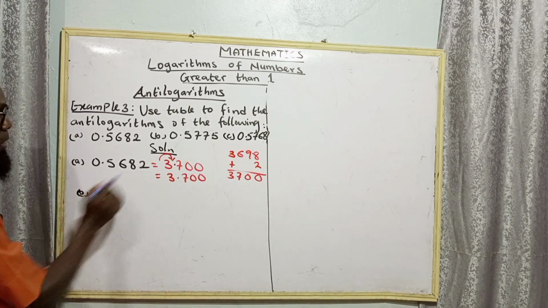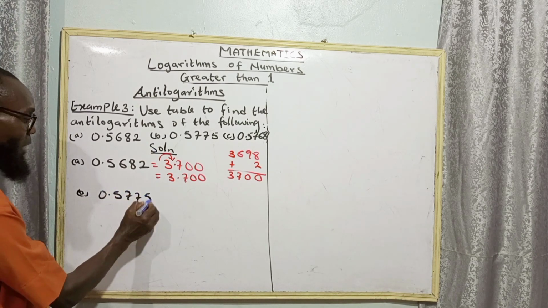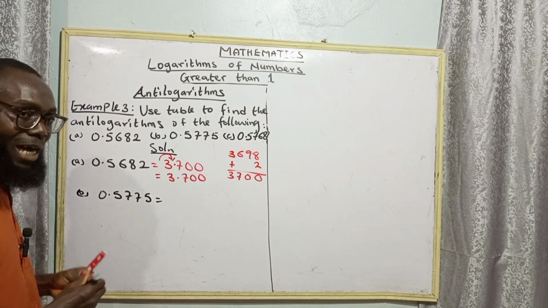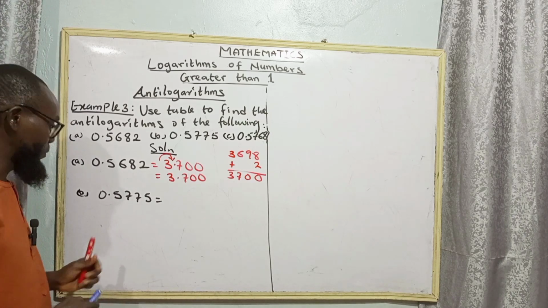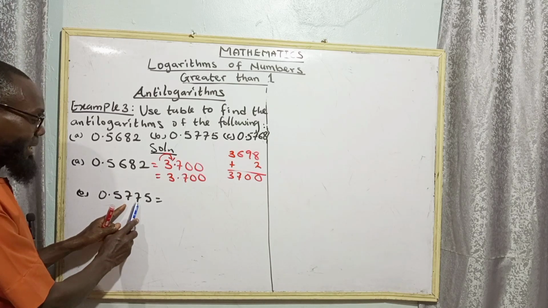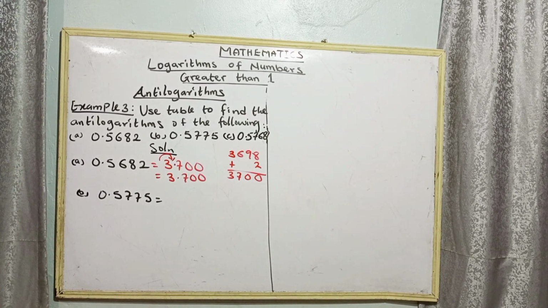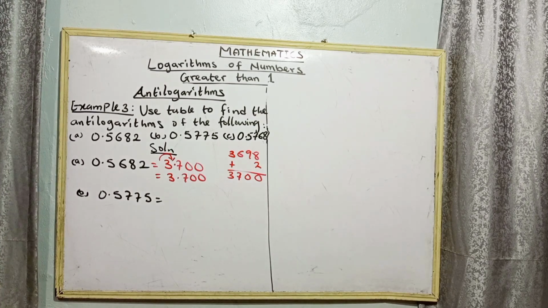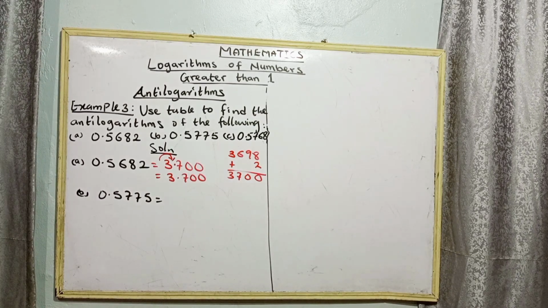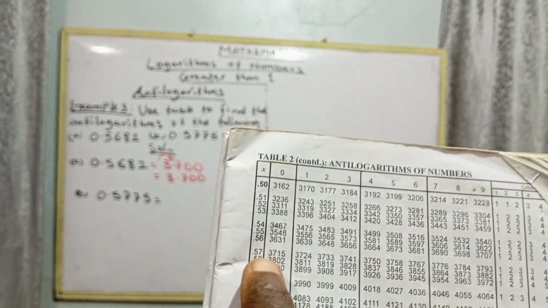B, 0.5775. Now I want to check the anti-logarithm for this. Don't forget, we're going to check 0.57 under 7, difference 5. So let's check. 0.57 under 7.